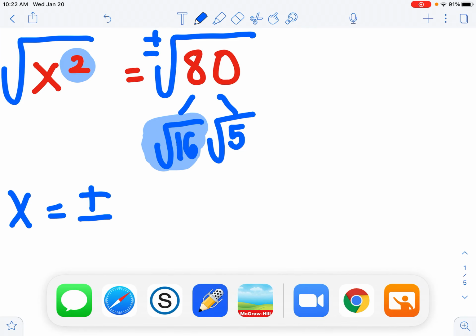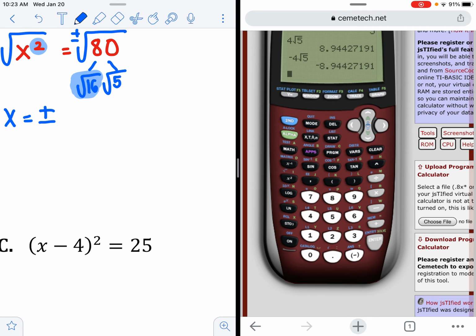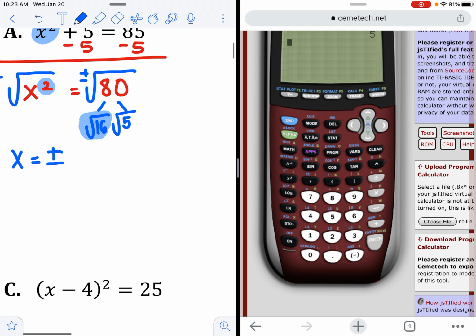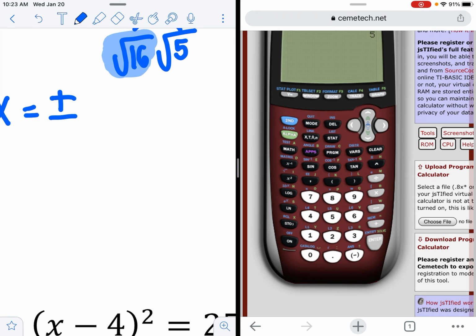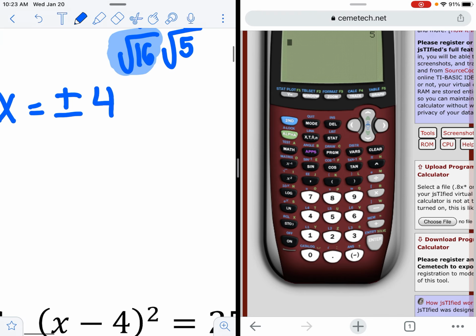If I wasn't sure if any of these numbers go into 80, I could always use a calculator. I could do 80 divided by whatever number I'm checking. I was checking 16 here. It goes in there 5 times. Now I need to write this simplified. So next I need to know, what is the square root of 16? What is the square root of 16? 4. And then I have root 5.